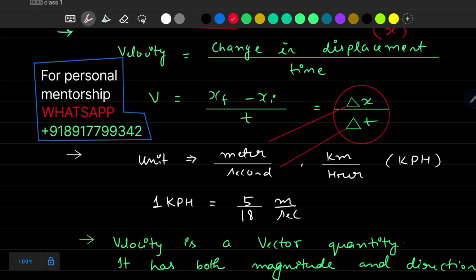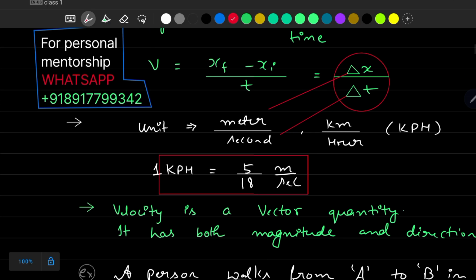One important conversion which we already did in the speed lecture is that 1 kph is 5 upon 18 meter per second. How to get this? We know that 1 kph means 1 kilometer per hour. So in 1 kilometer upon 1 hour, 1 kilometer means 1000 meter and 1 hour means 3600 second. So 100 and 100 will get cancelled. 10 upon 36 will become 5 upon 18. So I hope it's clear to all of you how 1 kph is 5 upon 18 meter per second.